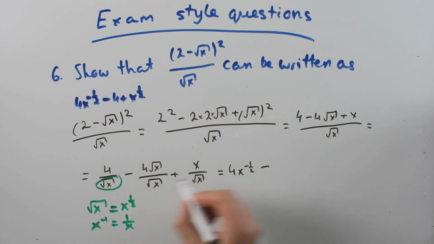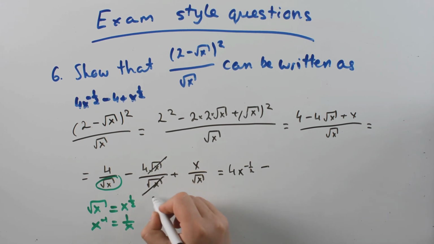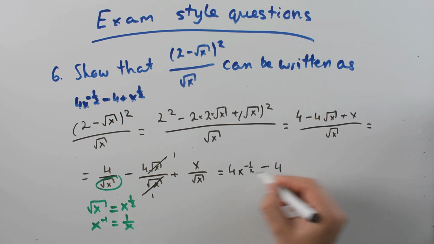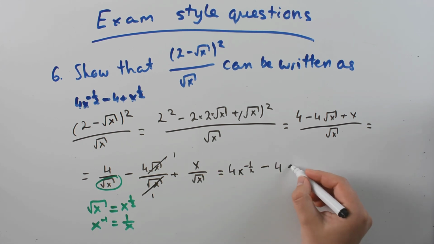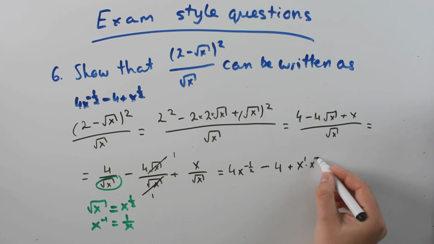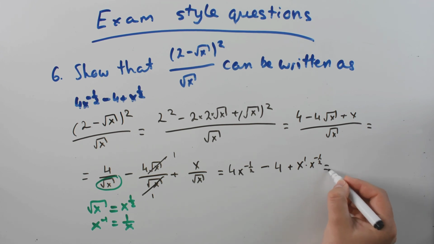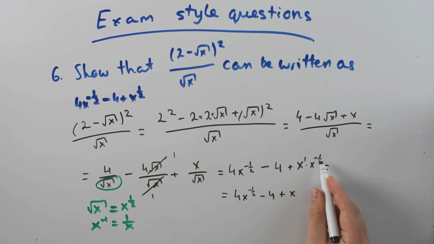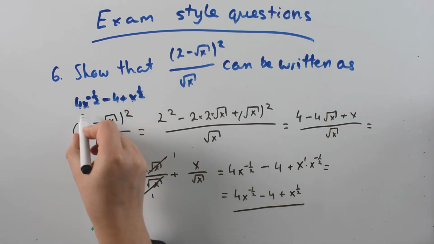The second part, the square root of x over square root of x, simplifies, so it just becomes minus 4. And then the final part, well, we have x, and then we have x to the power of minus a half, which you can then add the powers. So the final expression becomes 4x to the power of minus a half minus 4 plus x to the power of a half. Okay, so as you can see, this is exactly what we needed to show.